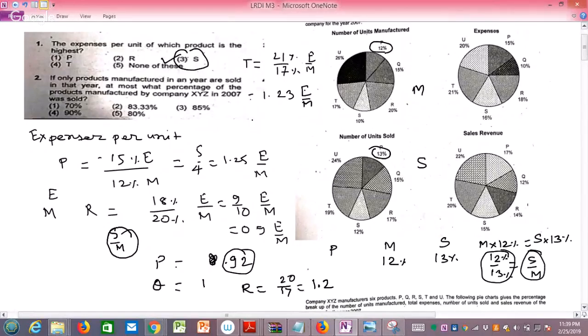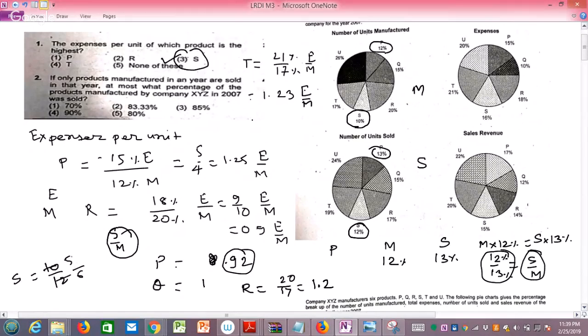Now just see the ratios and how it will fold. For product, the ratio will decide. For R, 20% of total manufactured is R's unit, but only 17% is S's unit. For S, 10% is manufactured, but 12% is sold. So for S, if you find this ratio, you will get 10 by 12, which is 5 by 6.